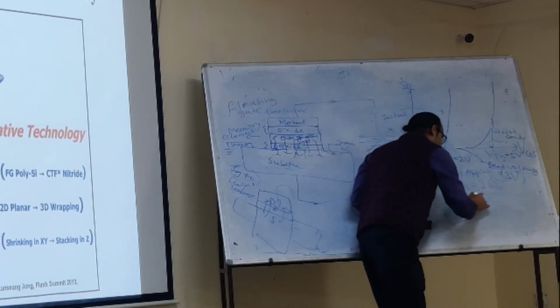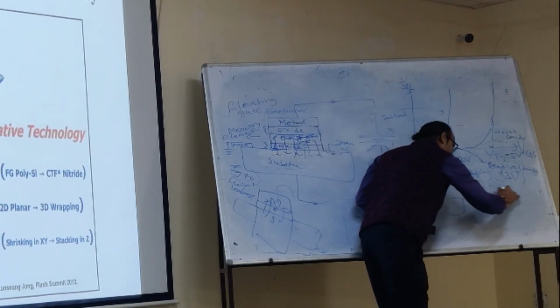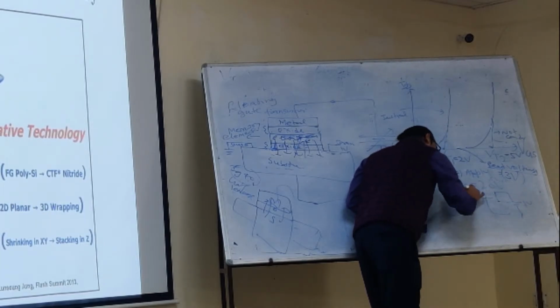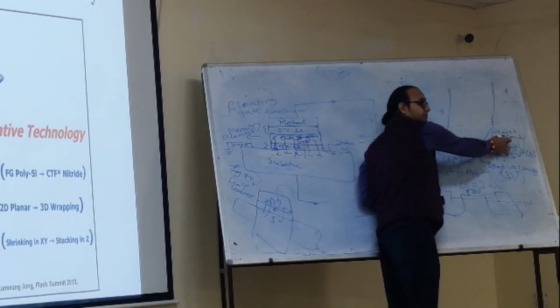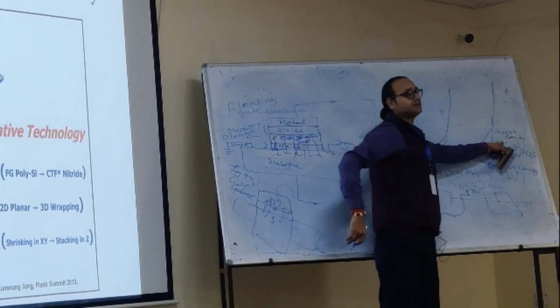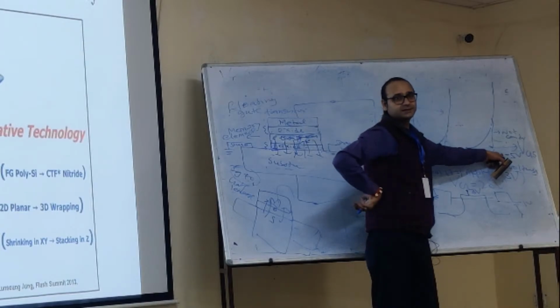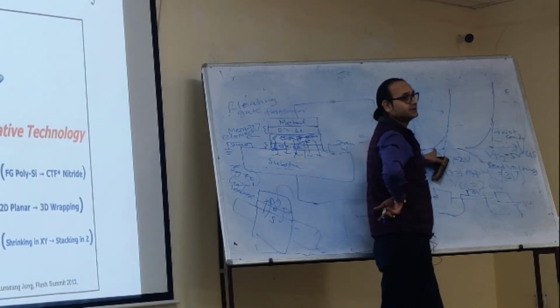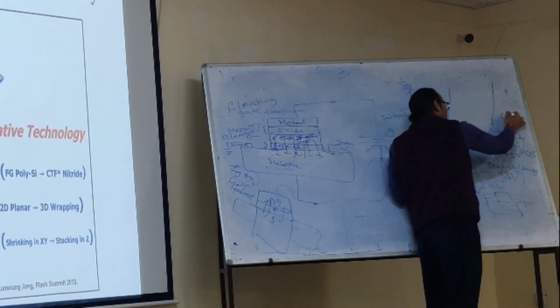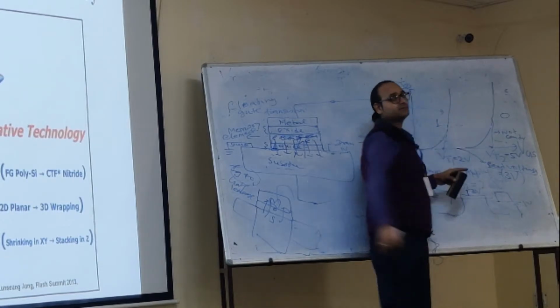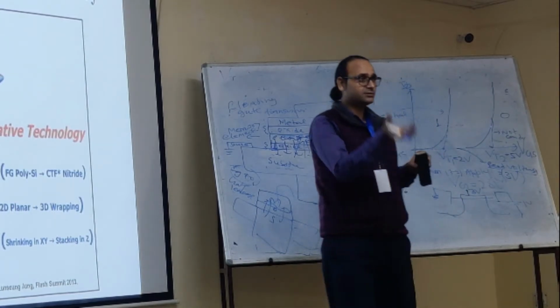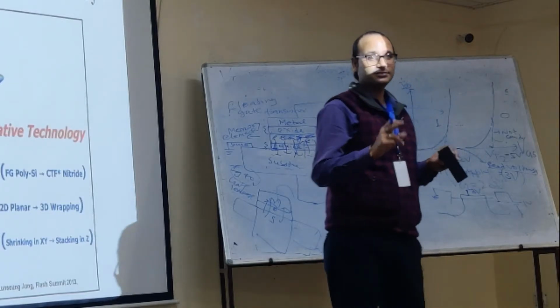Your drain voltage is fixed, say 1 volt. You are applying gate voltage. Suppose you apply 3 volt, then what will happen? The threshold voltage of the programmed device is 5 volt, so it will not conduct, but the other one will conduct. That is why we call this device logic 0, and this device logic 1. And that's how bits are stored in the form of ones and zeros.